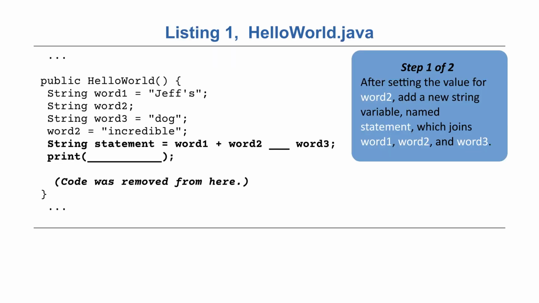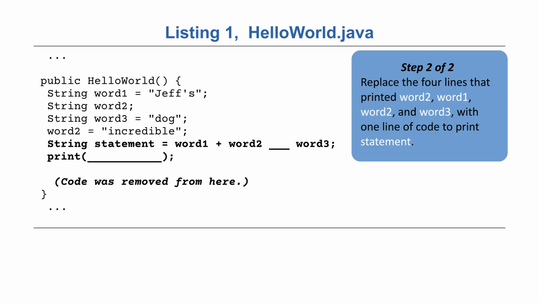Step 1. After setting the value for word 2, add a new string named statement, which joins word 1, word 2, and word 3. Remember, I stated earlier that you simply use a plus sign to join strings. Pause the video if you need more time. If you want to see how I would complete any of the listings, please refer to the completed listings at the end of this video.